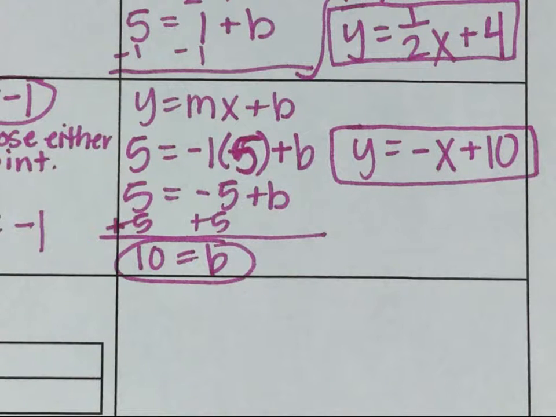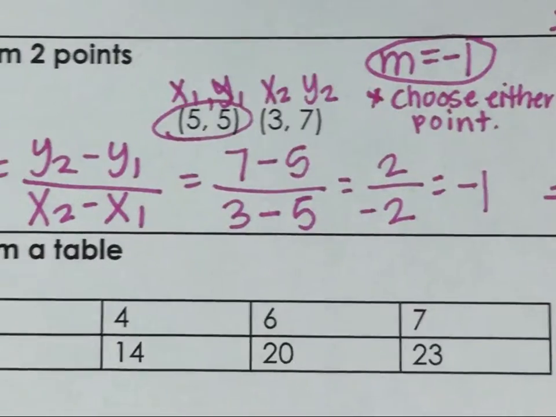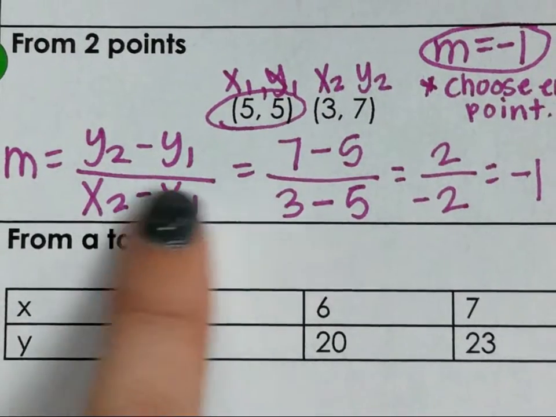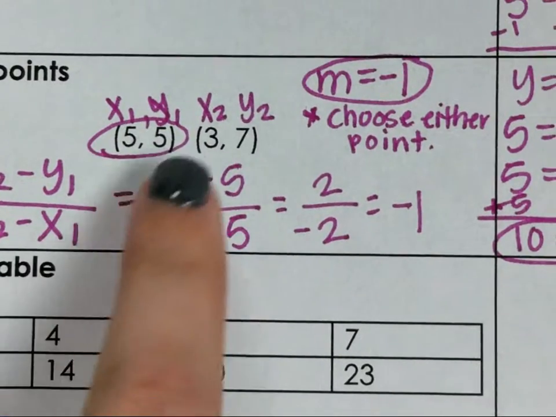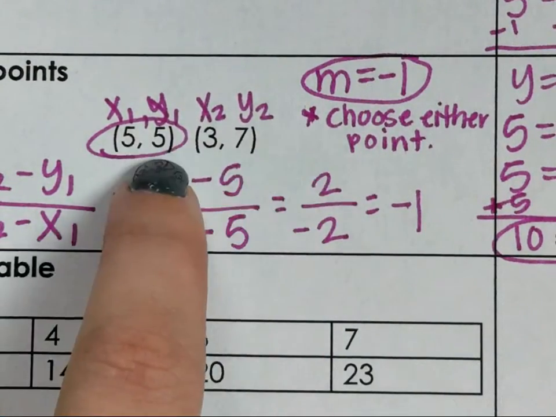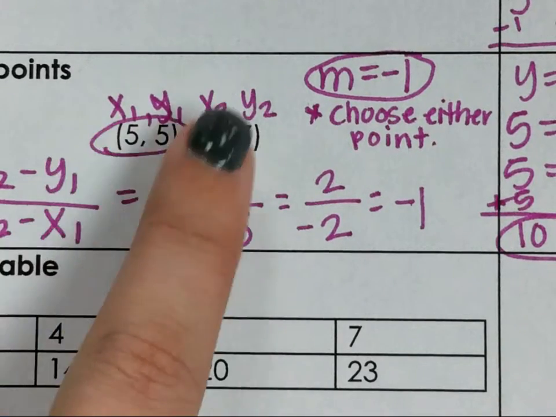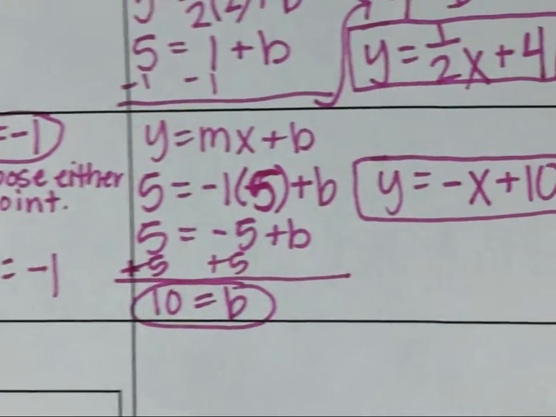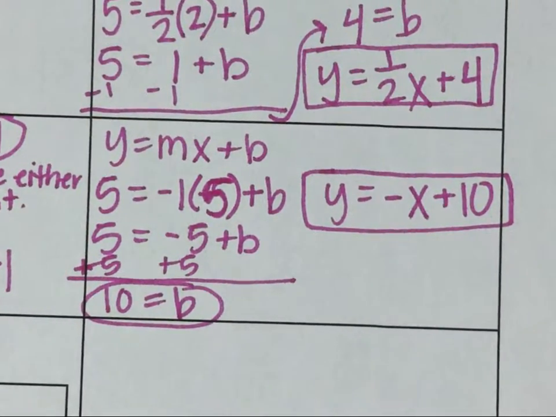Any questions on that? So first, you've got to find your slope by finding your change in y's over your change in x's. And then you're just going to choose either one of those points and plug in your y, your m, and your x. And then solve for b. Okay? Questions?